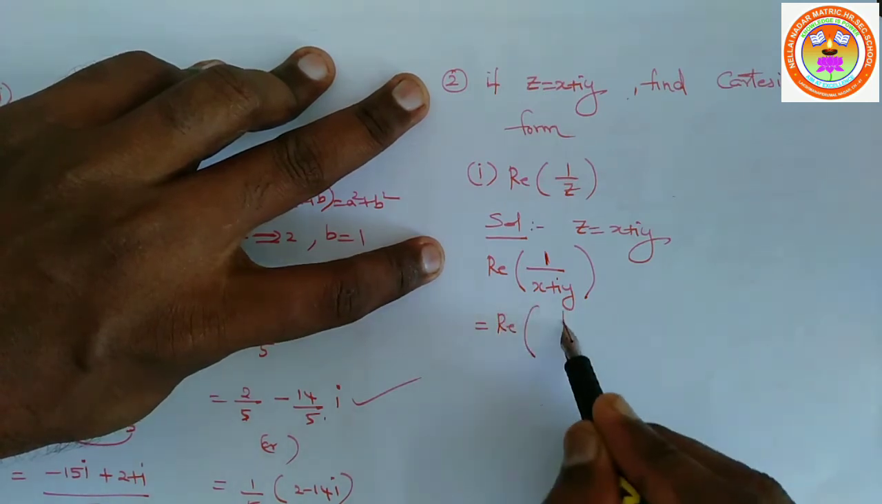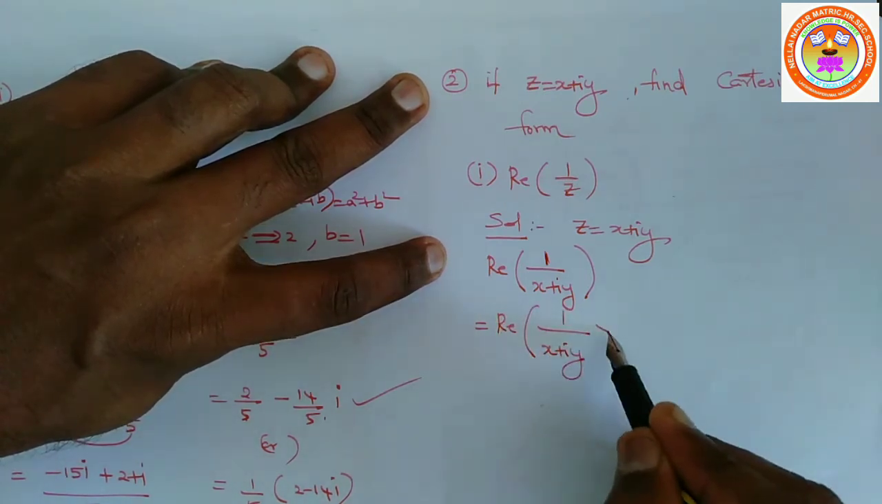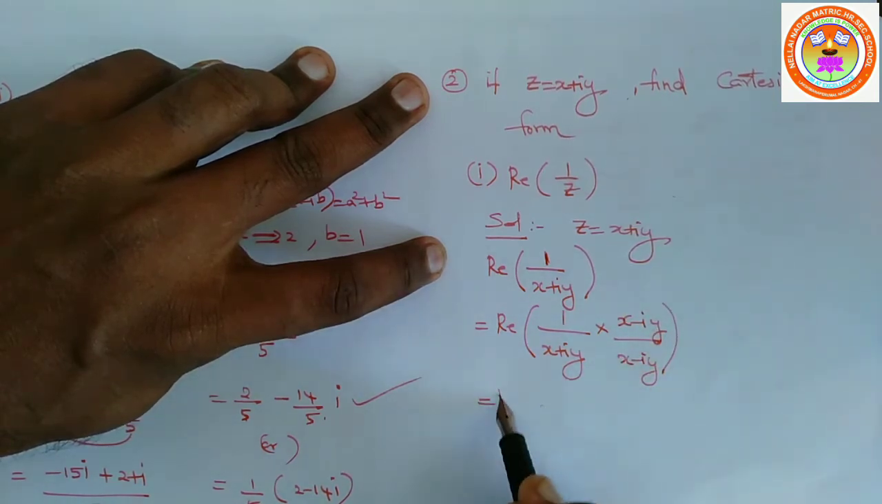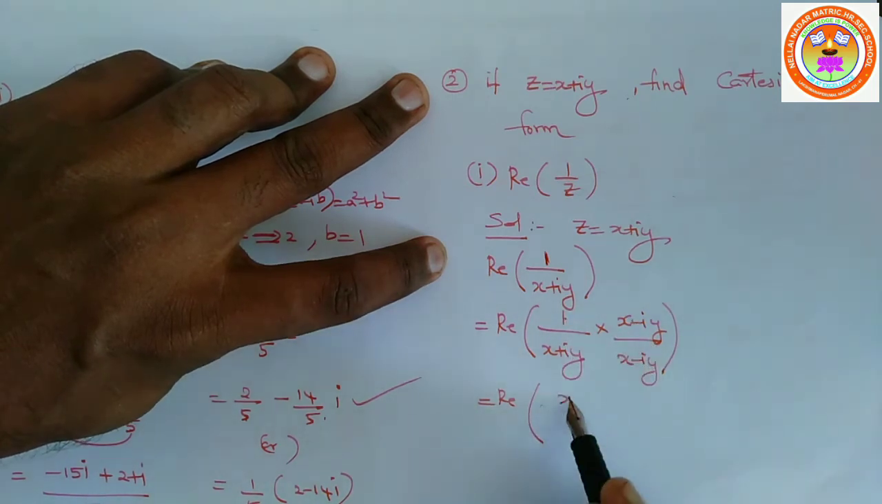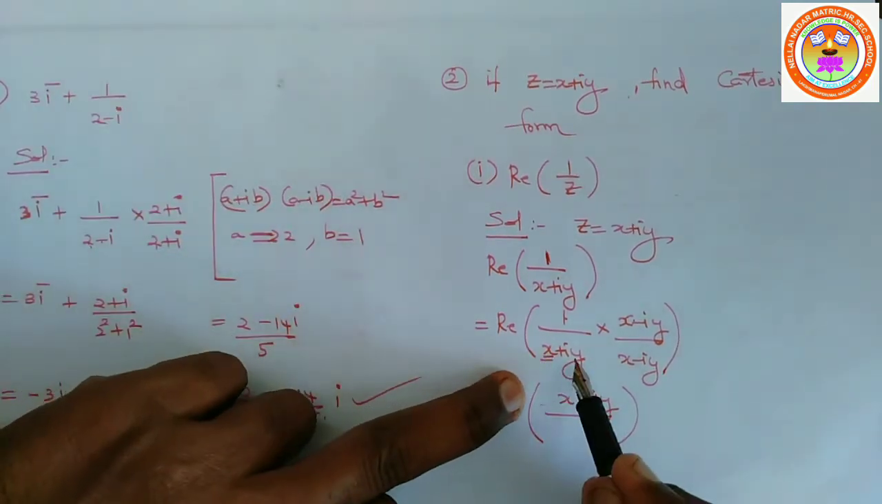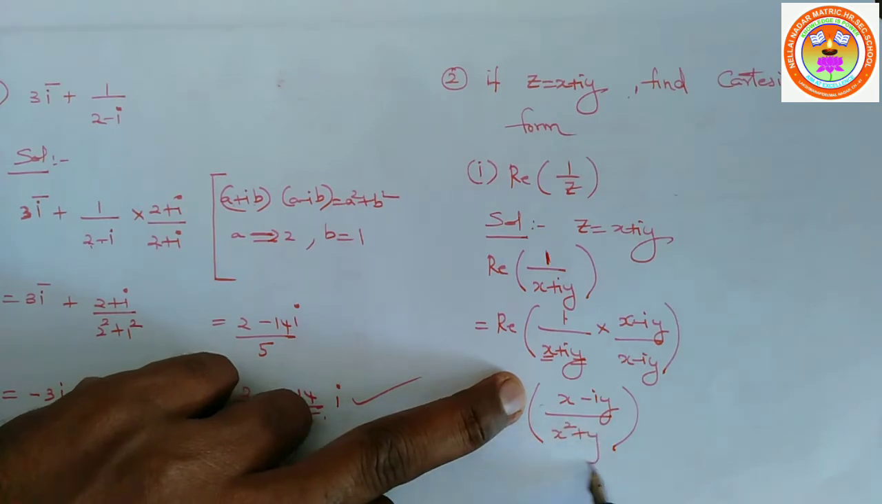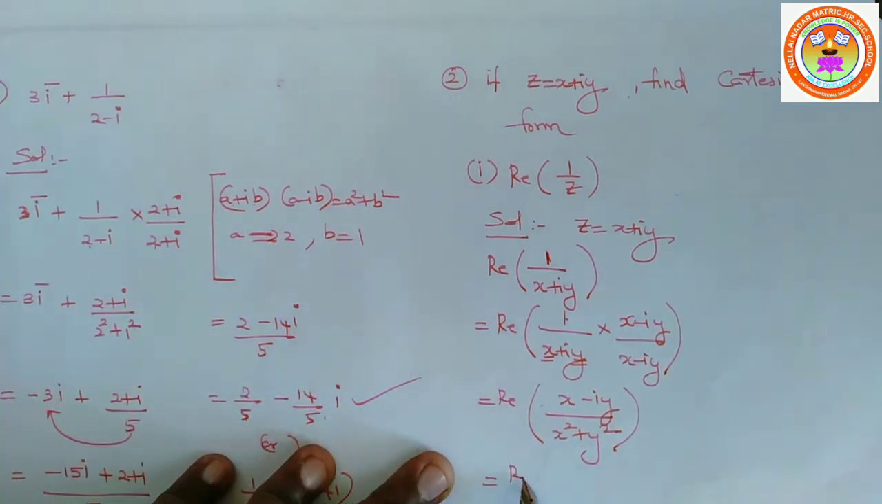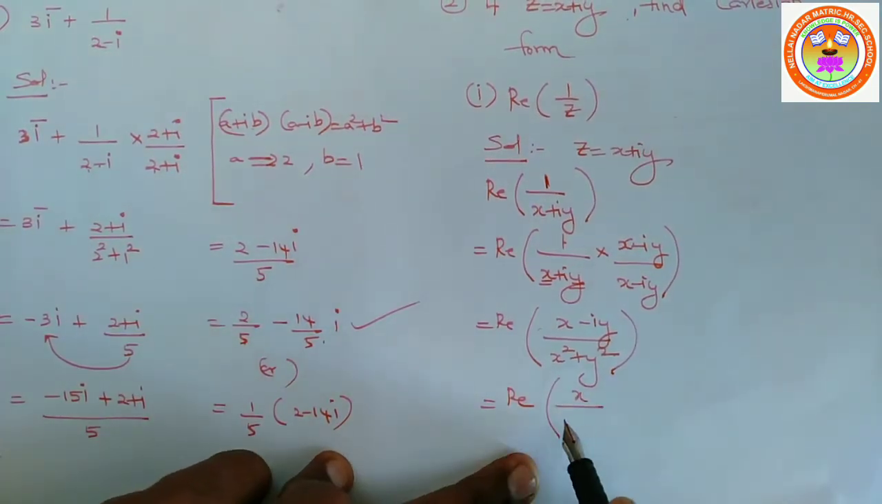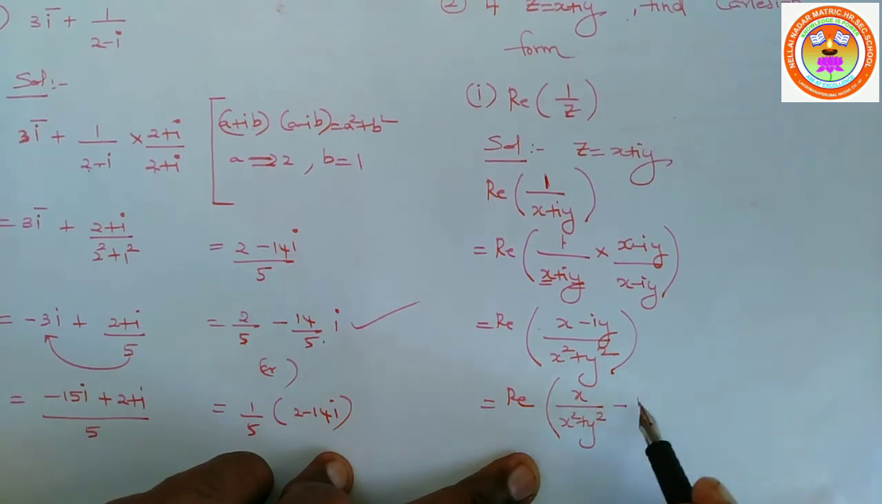So real part of 1 divided by x plus iy, multiply by the conjugate, x minus iy divided by x minus iy. So the numerator is 1 into x minus iy, which is x minus iy. I have also written the formula, a plus ib times a minus ib, where a is x and b is y. So the denominator is x square plus y square. Now separate the real part: x divided by x square plus y square minus iy divided by x square plus y square.